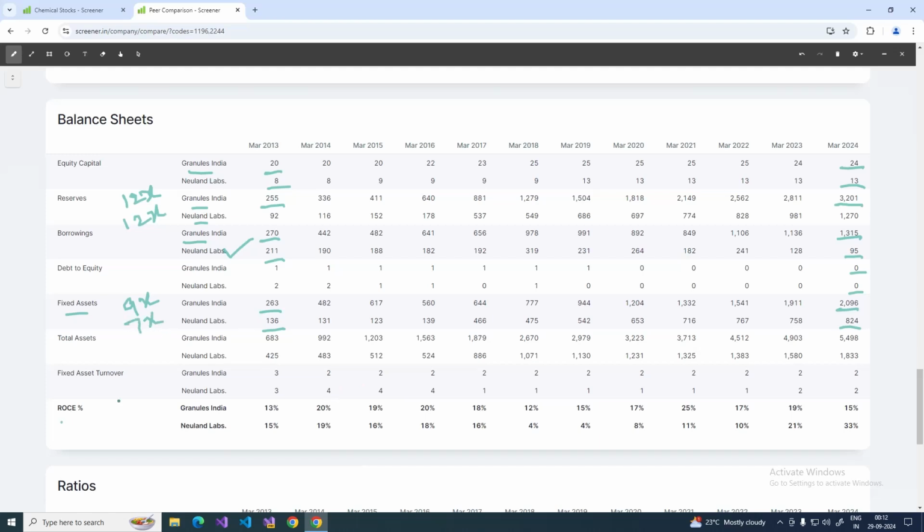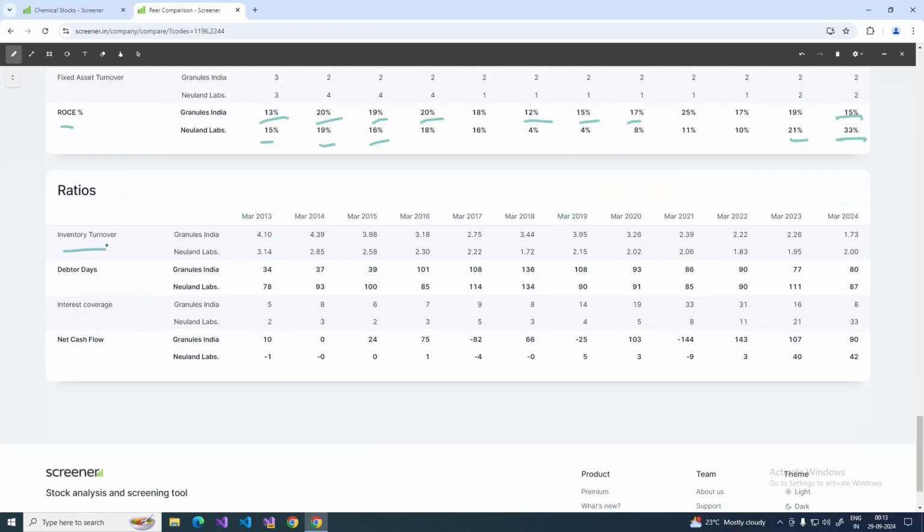Now you see ROCE. In 2013 it was 13%, then 20%, 19, 20, it improved, later decreased to 12, 15, 17. Currently 15%. For Neuland Laboratories, it was 15, 19, 16, like that, then 11, 10. Currently 21 and then 33%. So currently Neuland Laboratories' ROCE is higher than Granules India.